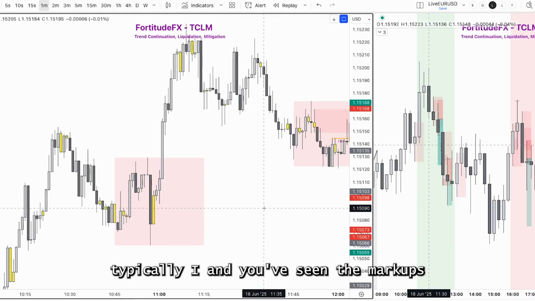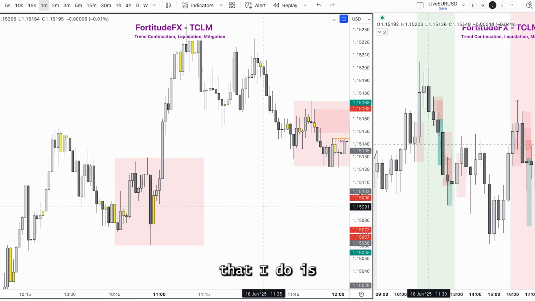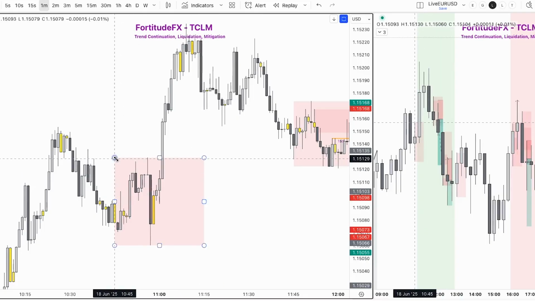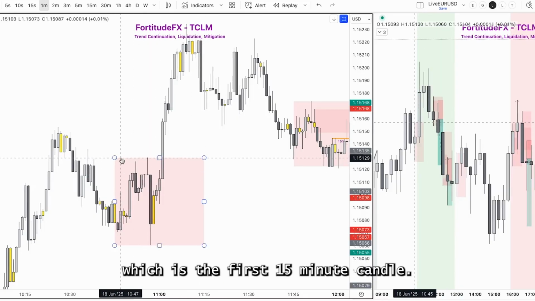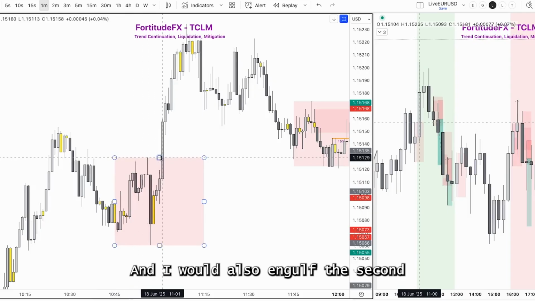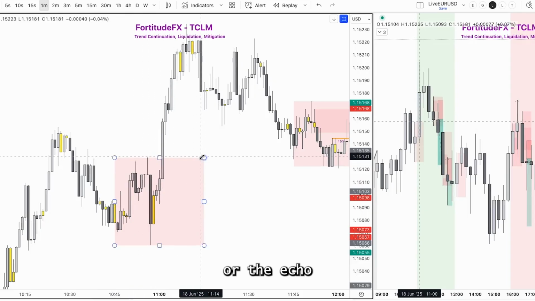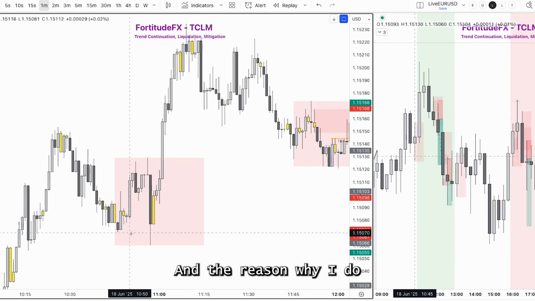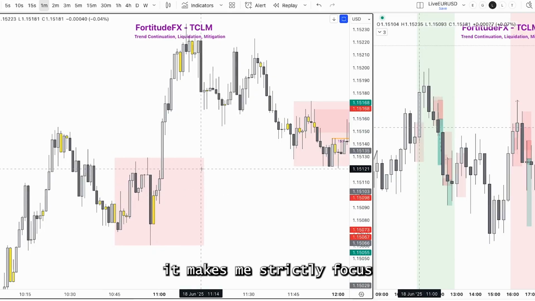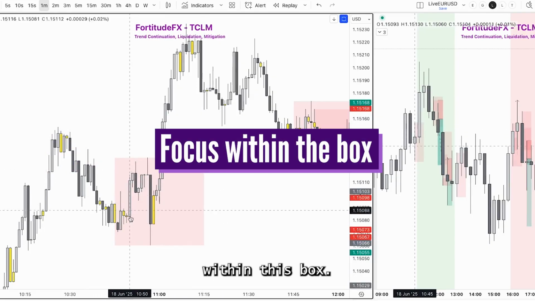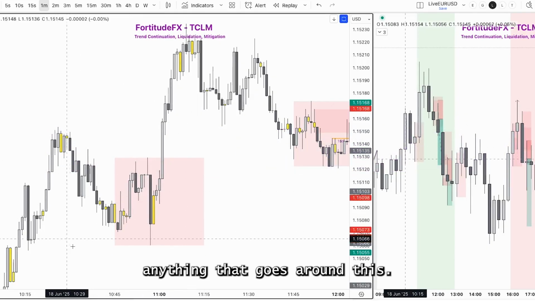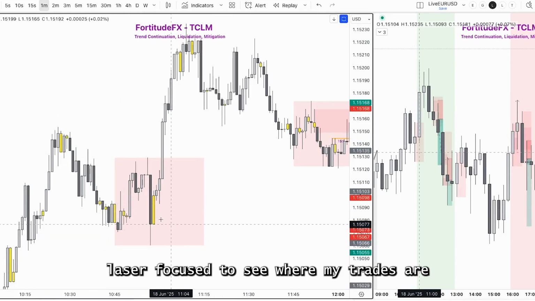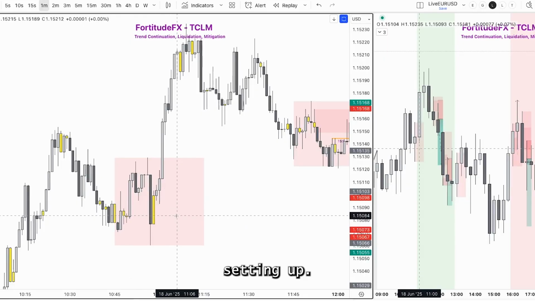So the way, and you've seen the markups that I do, is I would put this box around the prime candle, which is the first 15-minute candle, and I will also engulf the second or the echo 15-minute candle, which I intend to trade. And the reason why I do this is because it makes me strictly focus within this box. So I'm not interested in anything that goes around this. I'm only interested in this box, and I am laser focused to see where my trades are setting up.